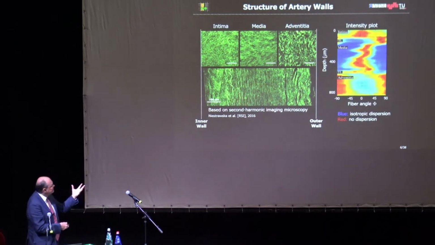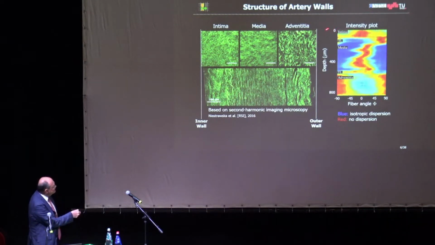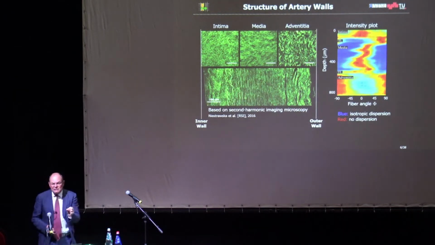So this is a so-called intensity plot. Let me briefly explain what that is. Again, this is the inner wall, and this is the outer wall. This is the thickness of the aorta. This is the innermost layer. This is a kind of transition zone, transition layer. This is the media, the middle layer, and this is the outermost layer. Red means we have detected a fiber, a collagen fiber. Blue means there's no fiber there.